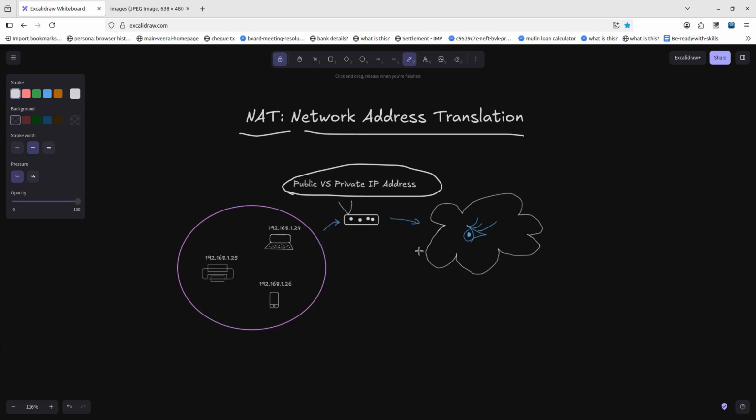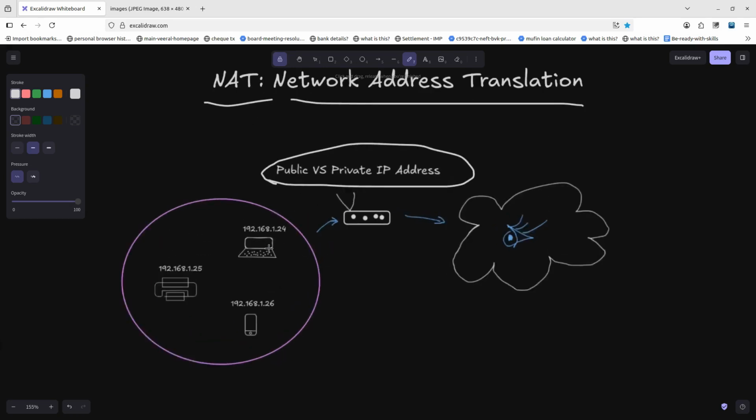So in public versus private IP address in my previous videos, you must have seen this pink circle, which has either a printer or a laptop or a mobile, okay? And they have their own private IP addresses, which are 192.168.1.24, 1.25 and 1.26, okay? It does not matter.